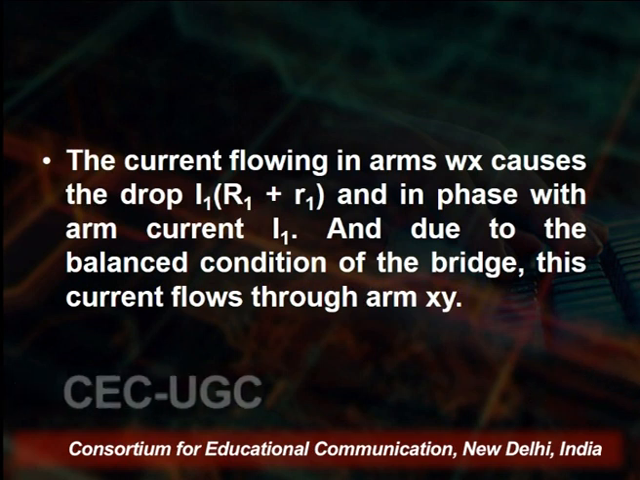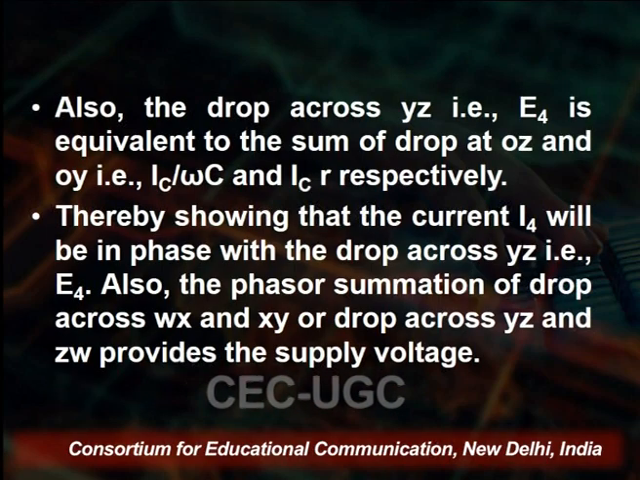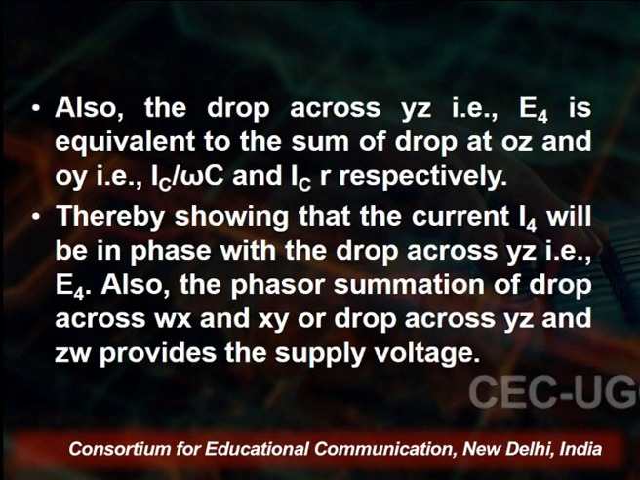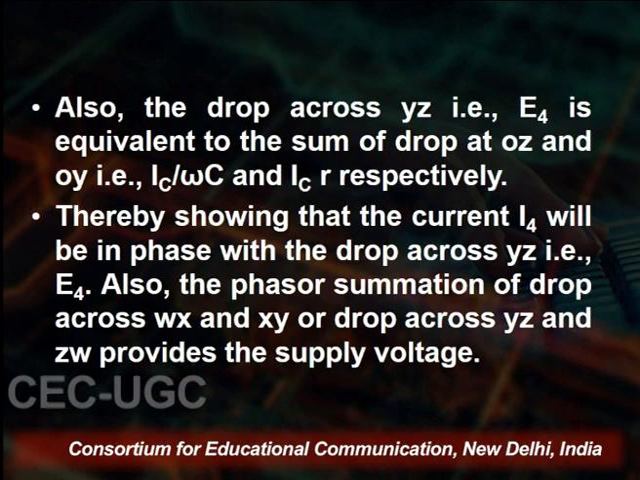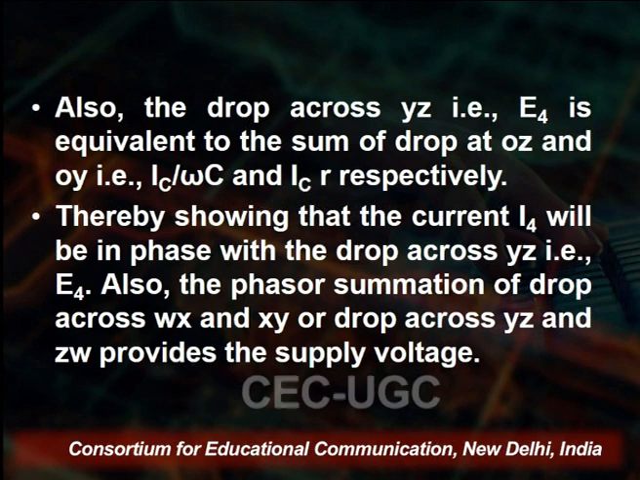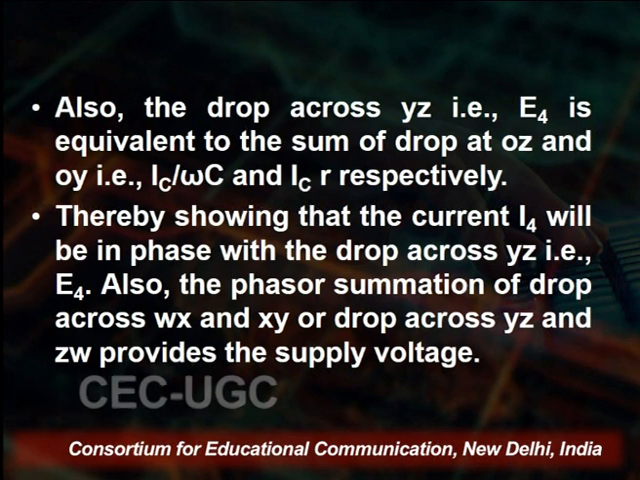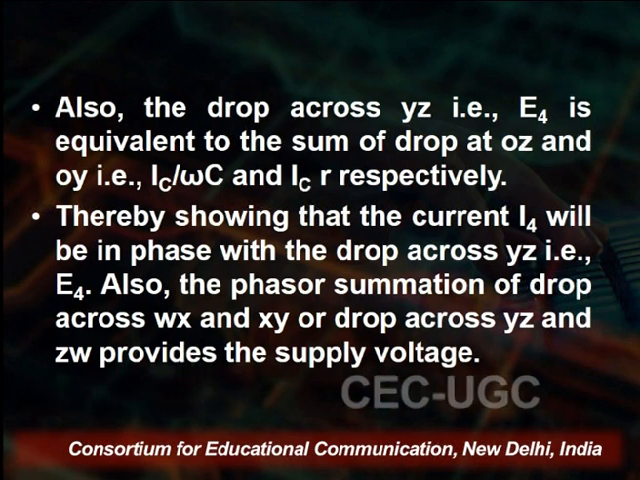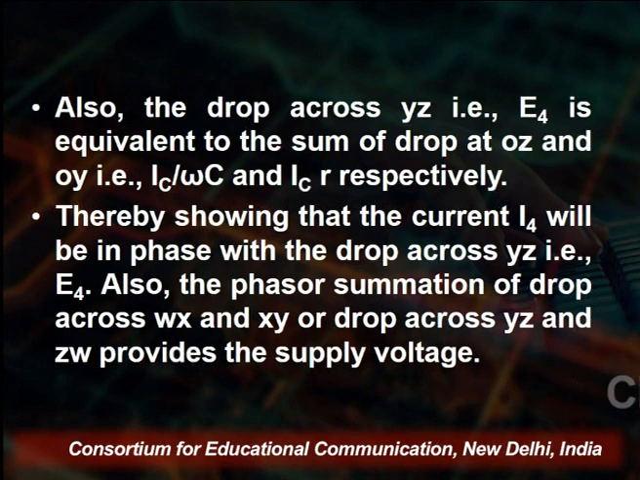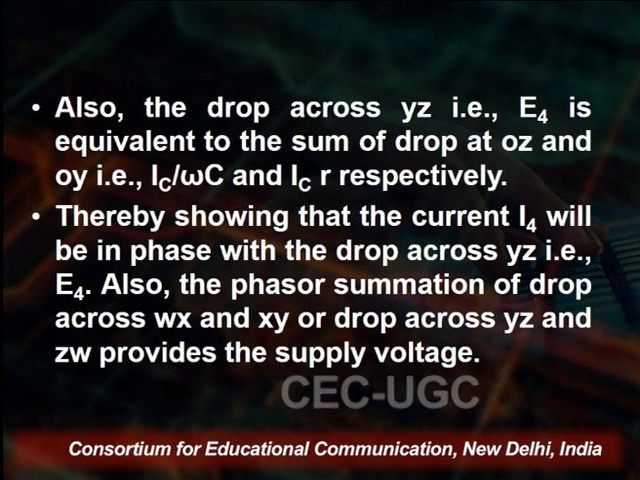So, due to the balance condition of the bridge, this current flows through the arm x and y. So, through the arm x and y, I1 current will flow. Now, we can take the drop across the another point, that is yz, that is E4, and it is equivalent to the sum of the drop at the OZ and the OY, and that will be represented as IC divided by omega C and IC into R respectively. So, thereby showing the current I4 will be in phase with the drop across YZ, that is E4.